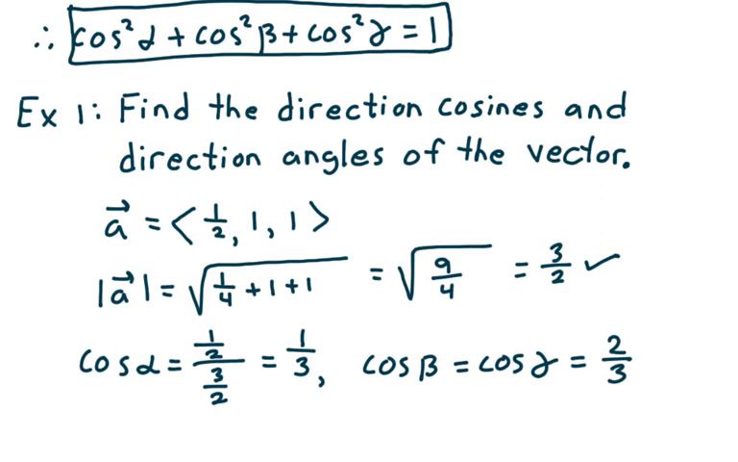Now, cosine of alpha, I take the first component, which is 1/2, and I divide it by the magnitude of a, which is 3/2. And if I simplify, that's equal to 1/3. Cosine of beta and cosine of gamma are both 2/3, right? Because remember, I'm taking 1 and dividing it by 3/2. But when you divide by a fraction, you multiply by the reciprocal, right? You take the numerator, multiply by the reciprocal of the denominator. So again, cosine of beta equals cosine of gamma equals 2/3.